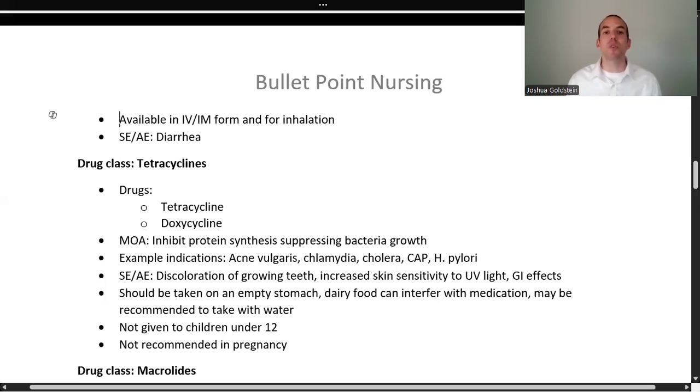Not on this one. This one should be taken with an empty stomach. And this one should be taken with a full glass of water. And patients should avoid dairy foods while on this medication. And finally, this one is also not recommended in pregnancy.